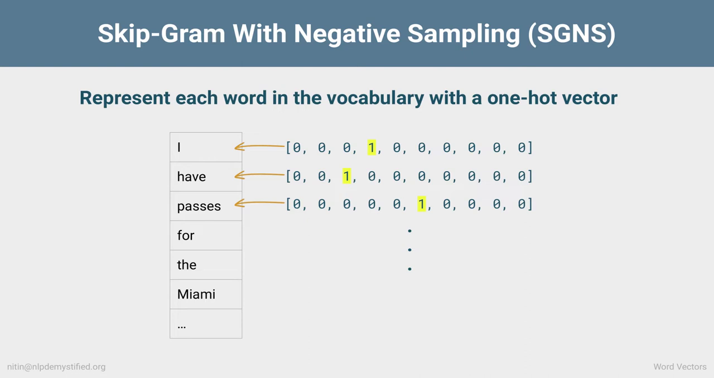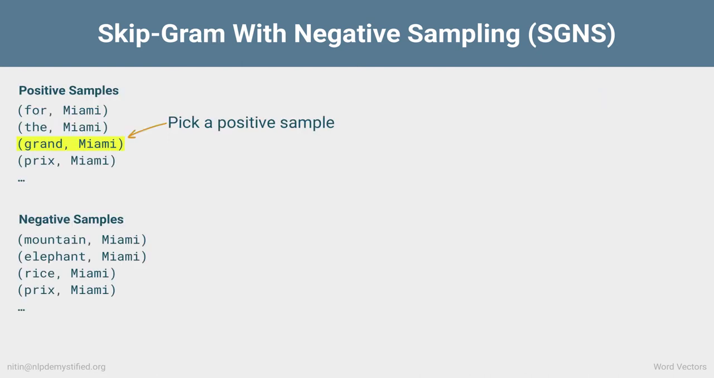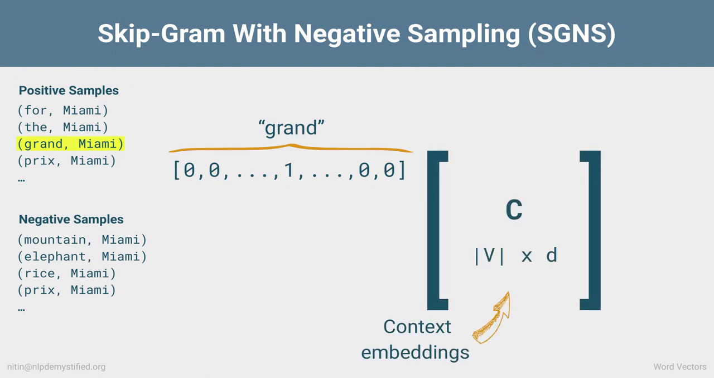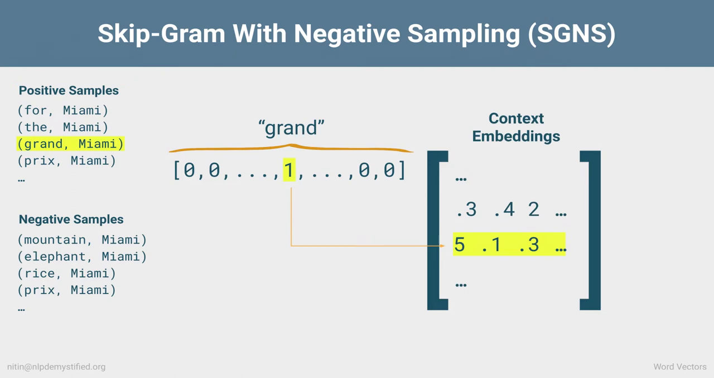Okay, so we have our training set, our initial embedding matrices, and we've one-hot encoded the vocabulary. Training proceeds as follows. For each iteration, pick one positive sample. So let's say the Grand Miami pair gets picked. The next step is to retrieve the embedding for each word. Let's say this is the one-hot encoding for the word Grand. Because Grand is a context word, we'll multiply this one-hot encoding with the context embedding matrix. Here's the key point. Because the word Grand is represented by a one-hot encoding, multiplying it by the context embedding matrix results in a single row from that matrix. In other words, this is the same as a lookup operation.